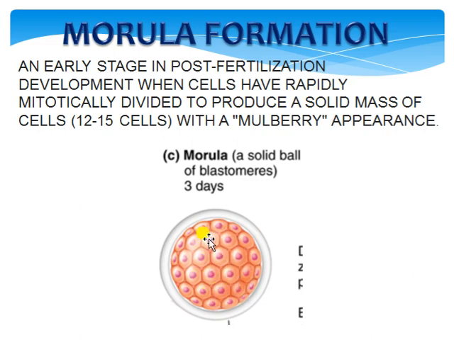It is a solid ball like structure, and it is formed by 3 days. And again I am saying it is the early stage in the post fertilization development, and the cells are dividing mitotically, that is by cleavage. Morula contains 8 to 16 cells only, has the mulberry appearance, and is a solid ball like structure taking 3 days to form.